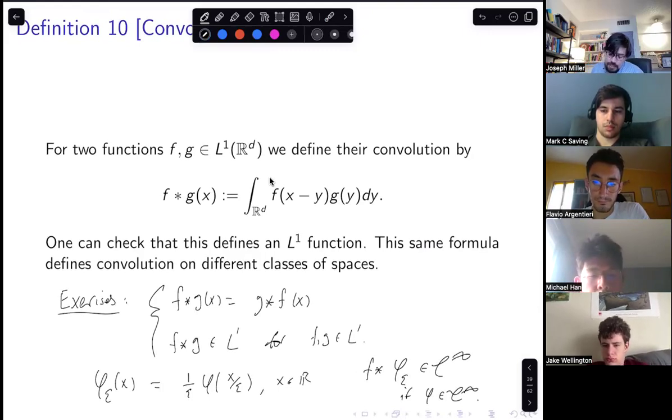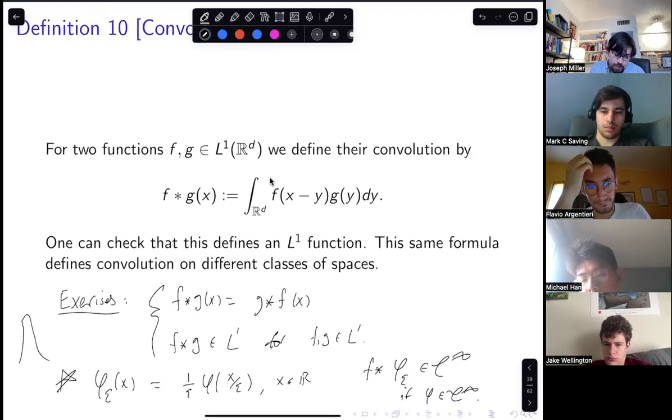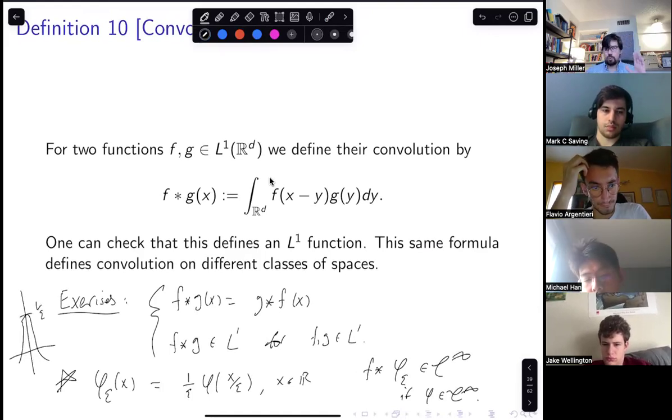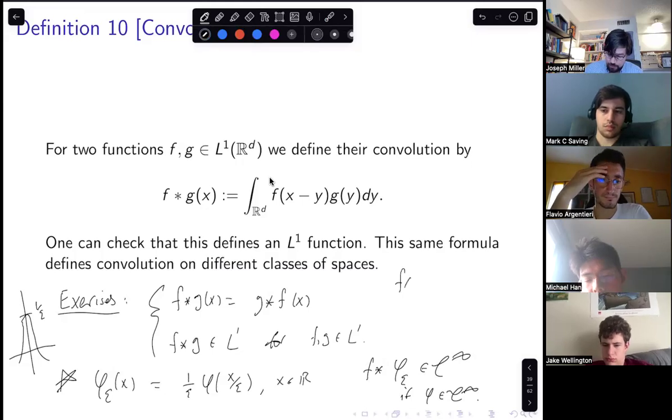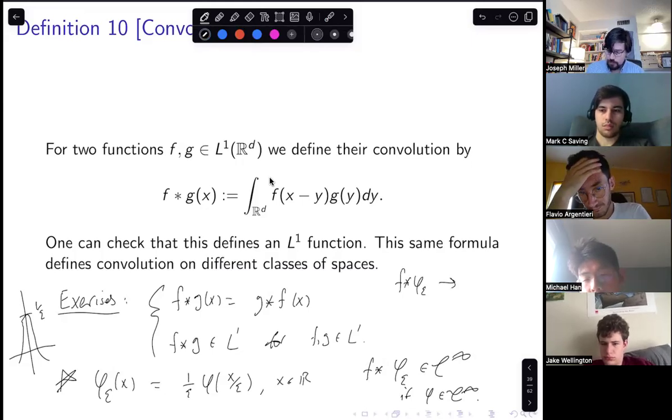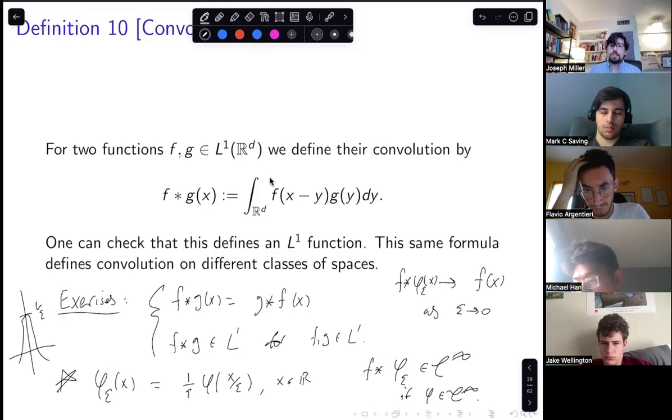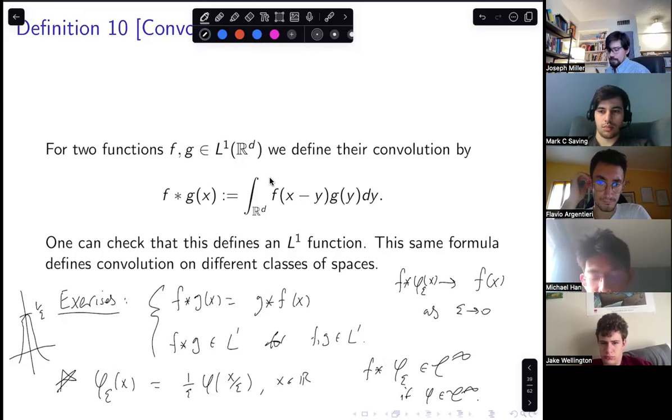And the nice thing about these mollifiers is that if I take epsilon to 0, they end up looking like functions which converge to a Dirac. So in general, I have f convolved with phi epsilon converges to f of x as epsilon goes to 0. So this is how analysts or the PDE people end up using this. Okay.